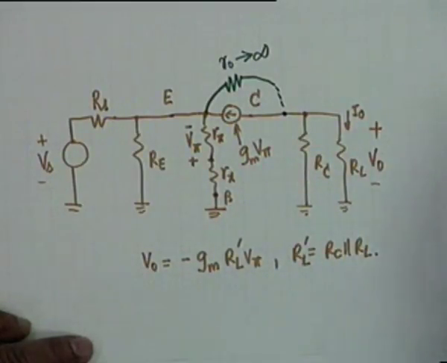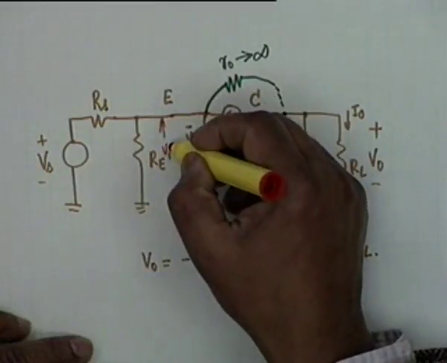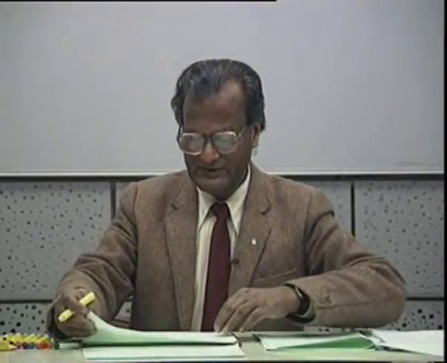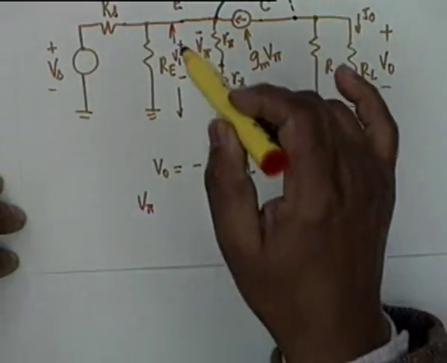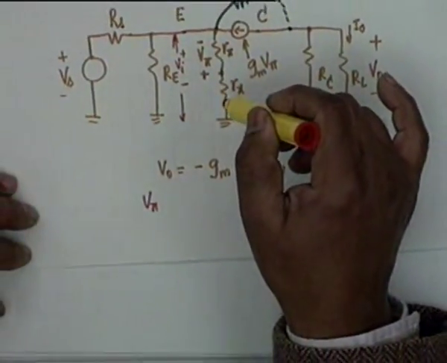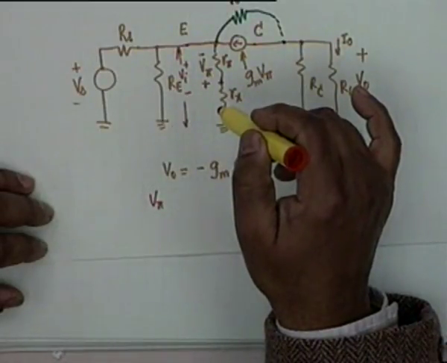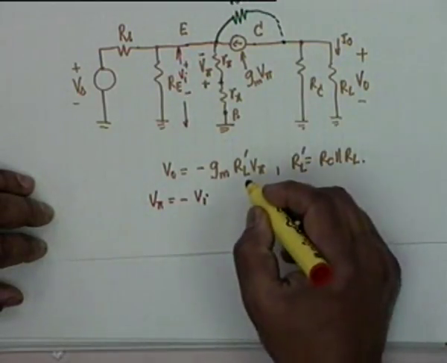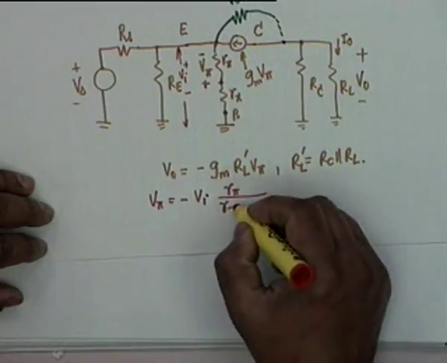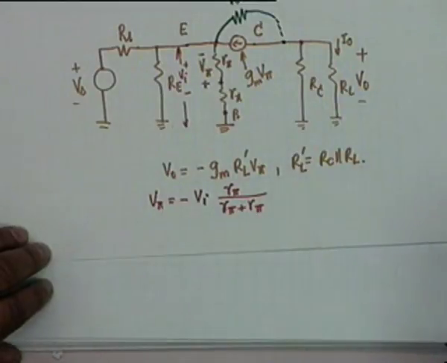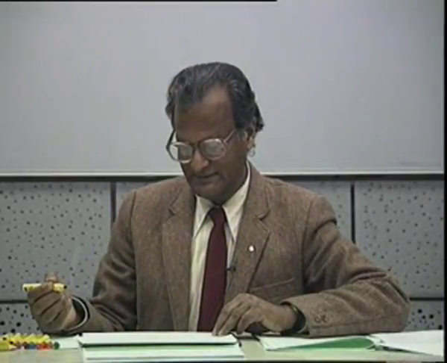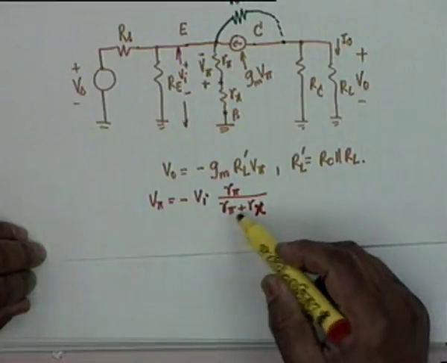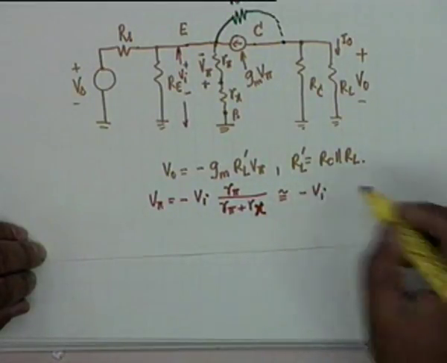If you look at the circuit, this voltage is Vi, the input voltage. So V pi can be very simply written as the result of potential division of Vi between R pi and Rx, but with a negative sign, because the polarity of V pi opposes that of Vi. So V pi is minus Vi times R pi divided by R pi plus Rx. And as you know, Rx is negligible compared to R pi, so this is approximately equal to minus Vi.